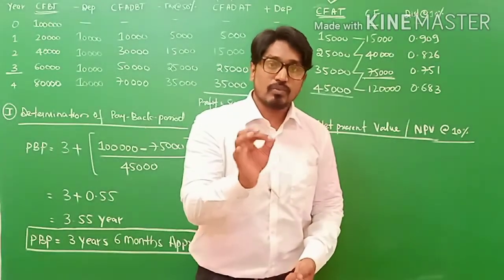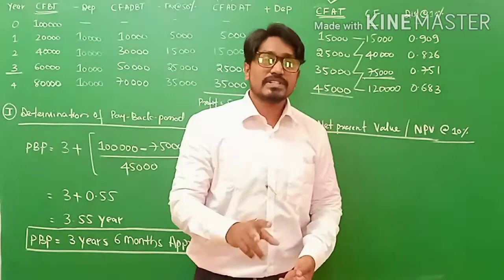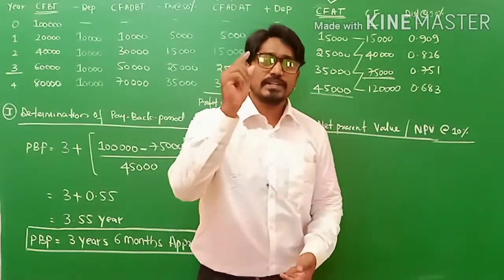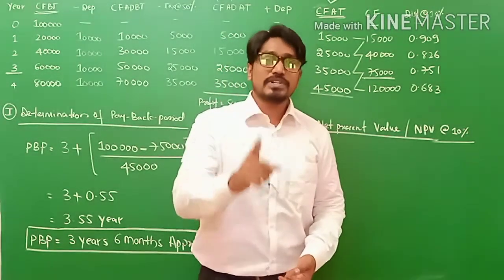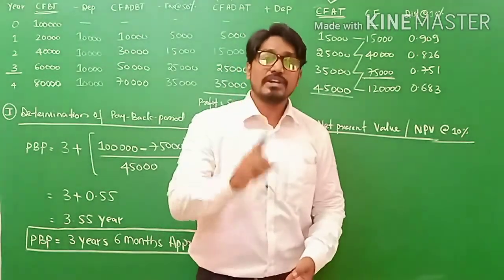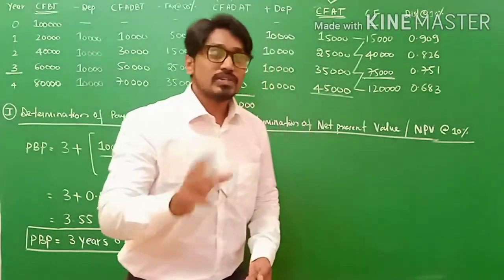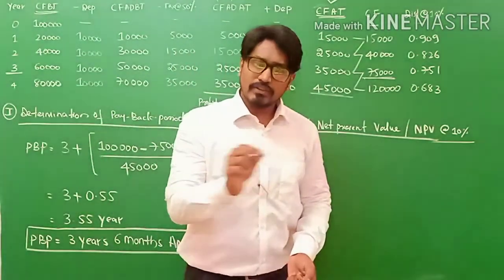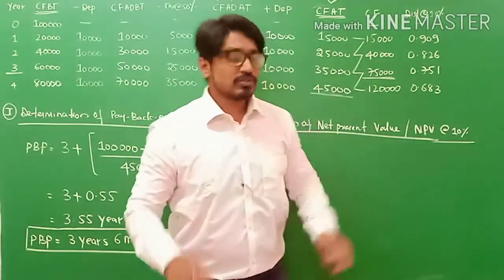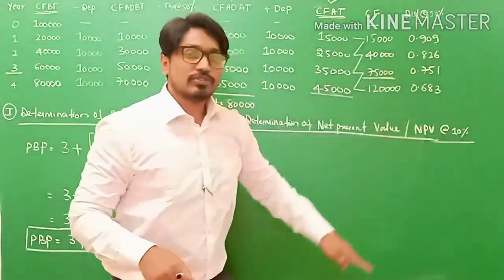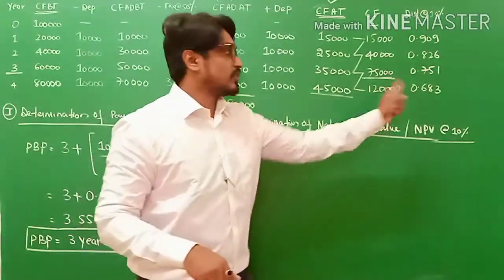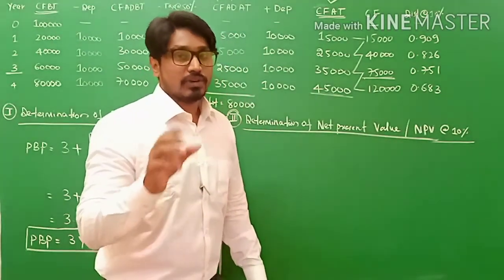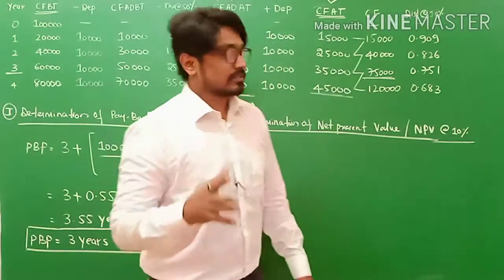For 10% it is 1 divided by 1.10. For 20% it is 1 divided by 1.20. For 30% it is 1 divided by 1.30. For 5% it is 1 divided by 1.05. For 2% it is 1 divided by 1.02. For 3% it is 1 divided by 1.03. So likewise you calculate this discount rate, my friends. Here it is 10%. Straight away you press 1 divided by 1.10 equals to 0.909, equals to 0.826, equals to 0.751, equals to 0.683. I think you understood how to find out the discount factors, right?